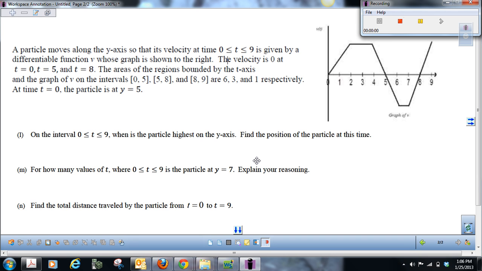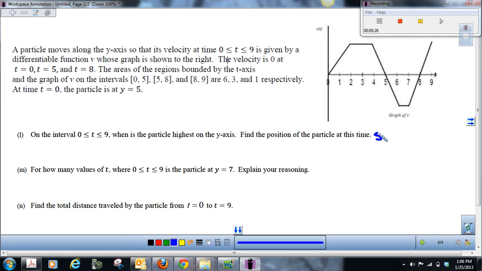Hey guys, gonna finish up here, questions L through M. Question L is asking us to find the position of the particle when it's at its highest point. All right, and this is really tough. You got to find the position at the different times. It's almost easier to think of this in just an arithmetic sense.